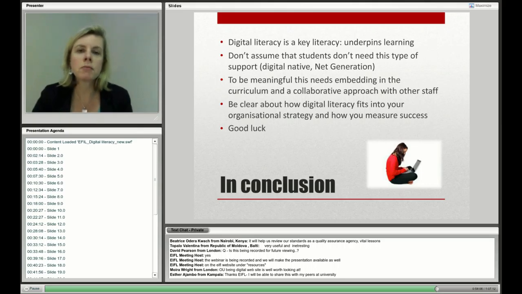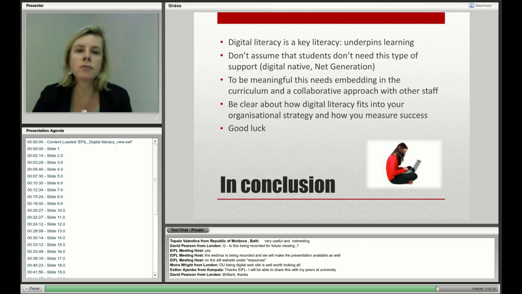Definitely don't make any assumptions that students don't need this type of support, and if you need to counteract that idea, there's lots of scholarly literature around the idea that digital natives are a myth, and that young people do need help to be discerning, to be able to use tools effectively in an academic context. And just because they might spend a lot of time on their mobile phone doesn't equate with digital literacy.